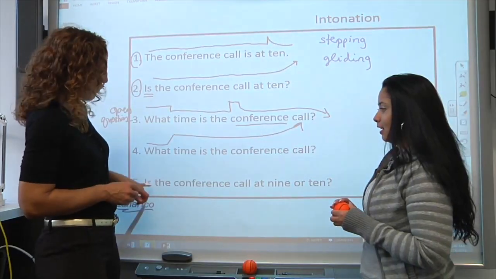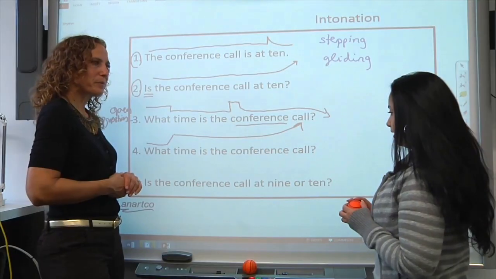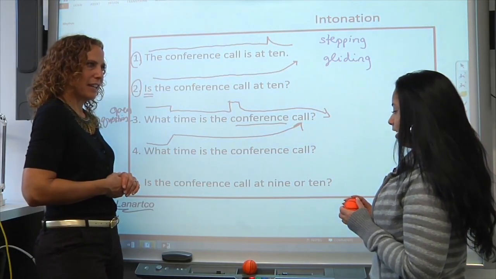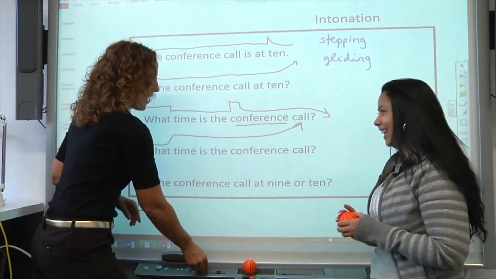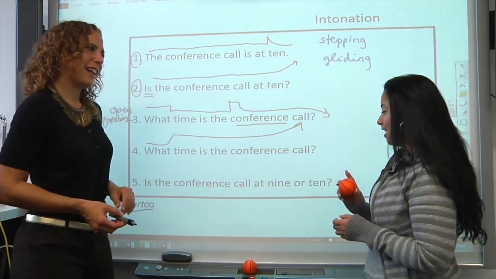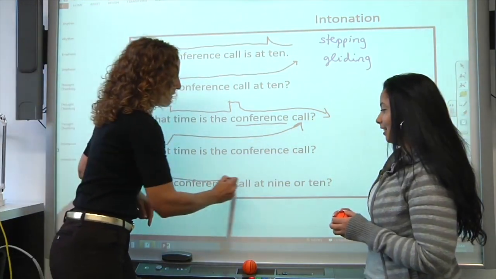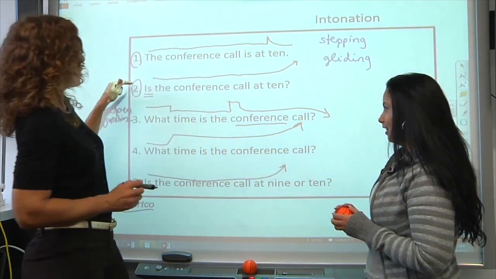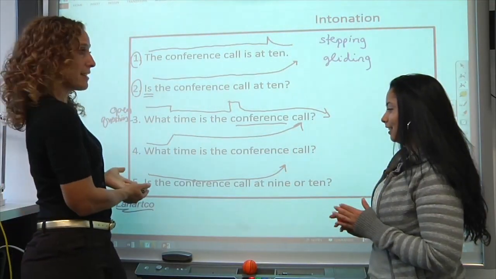And then finally, we have one more sentence type. Go ahead and read number 5 to us. Is the conference call at 9 or 10? Again. Try it again. Is the conference call at 9 or 10? Good. I liked what you did differently. You took the beginning of the sentence and you made it just like number 2. Yes, because it is.